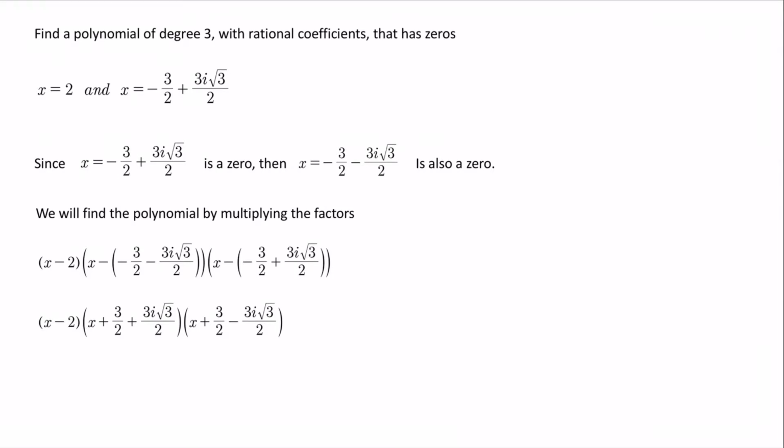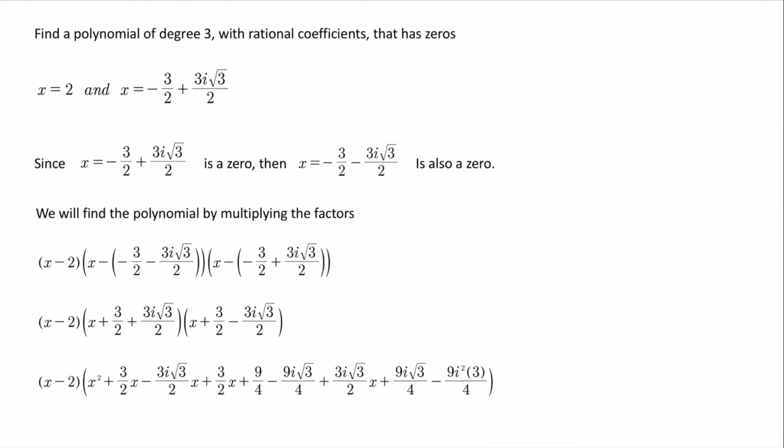So we'll wind up with x minus 2 times x plus 3 halves plus 3i root 3 over 2 times x plus 3 halves minus 3i root 3 over 2. We will begin multiplying these factors by multiplying each of the terms in the factor x plus 3 halves plus 3i root 3 over 2 by each of the terms in the factor x plus 3 halves minus 3i root 3 over 2.